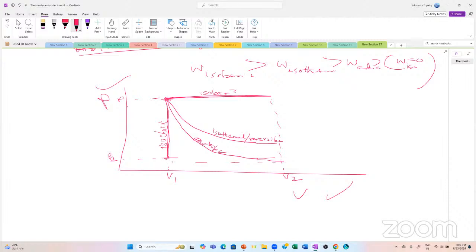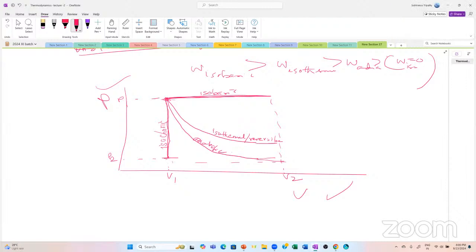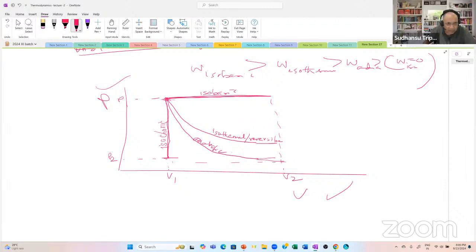In adiabatic, the rate of change will be more. No, it has nothing to do with rate. Yes, Rudra. Why does the graph run below? The adiabatic graph runs below the isothermal.